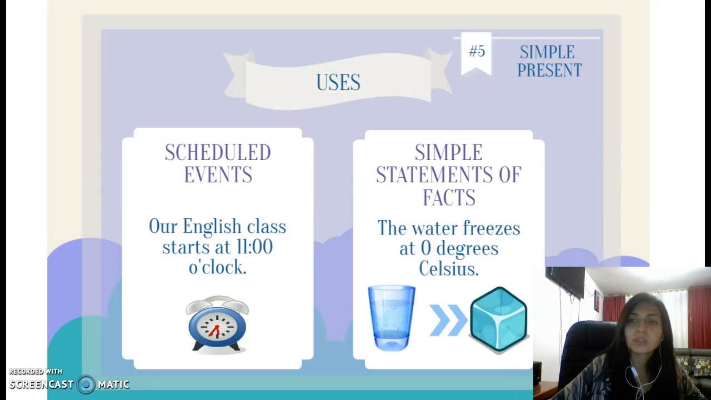And we use simple present to talk about simple statements of facts. For example, the water freezes at 0 degrees Celsius. So that's a real fact. That's something that happens and it's scientific proof.